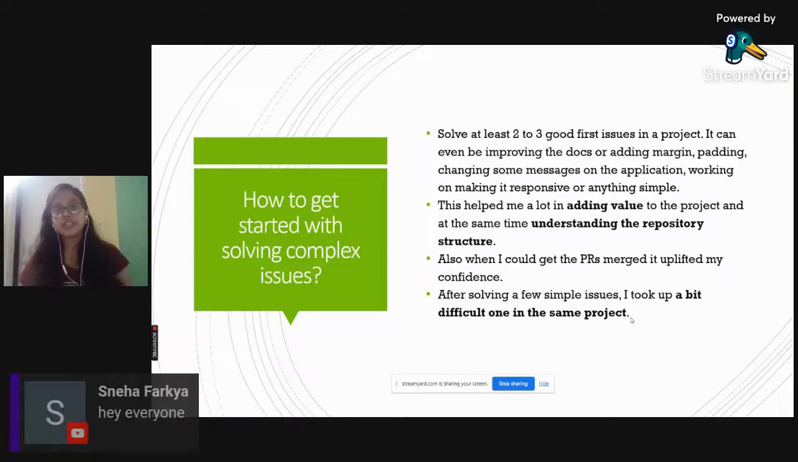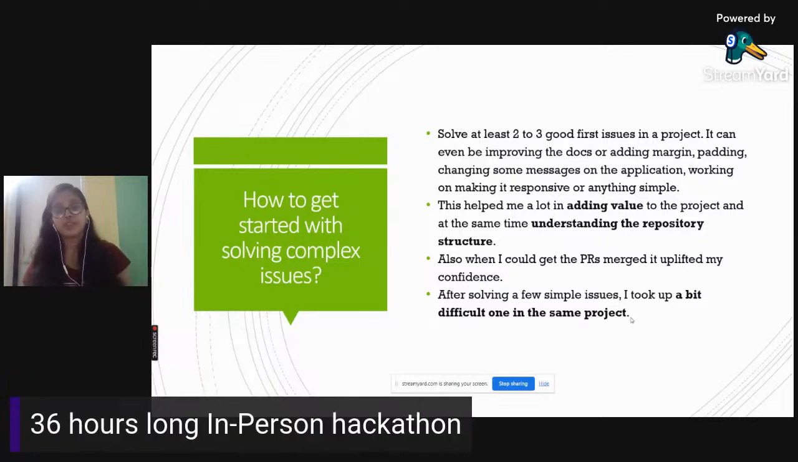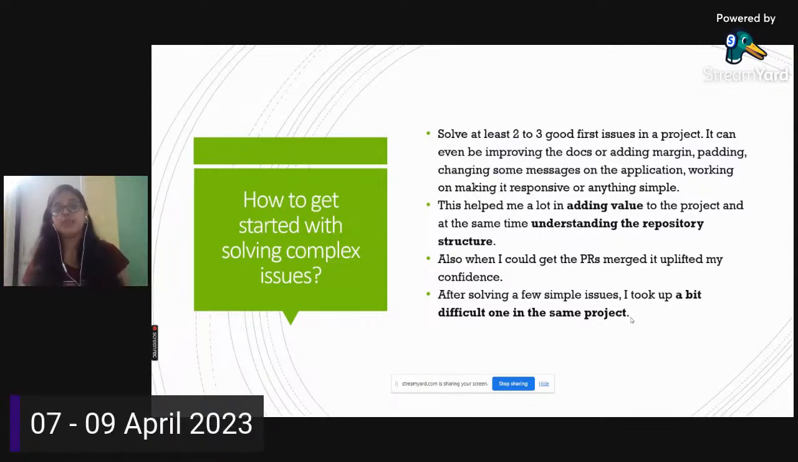The next thing I would say is to solve 2 to 3 good first issues before jumping into solving a big issue. Because if you directly get into solving a big issue, and let's say you are not able to do it in some cases, then it demotivates a lot. So it's better to start small and then slowly grow. For web development based projects, I started solving small issues like adding a margin, or making some changes to improve the responsiveness of the website, or anything simple. Solve 2 to 3 good first issues first.